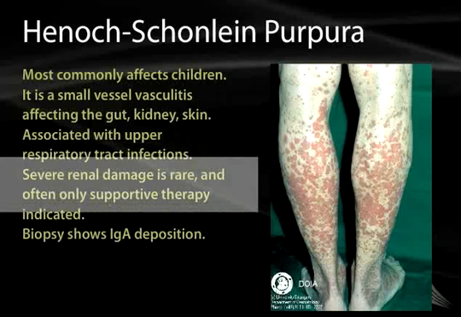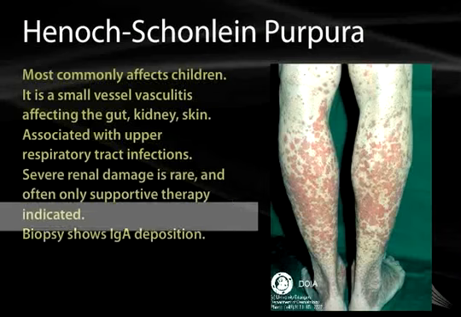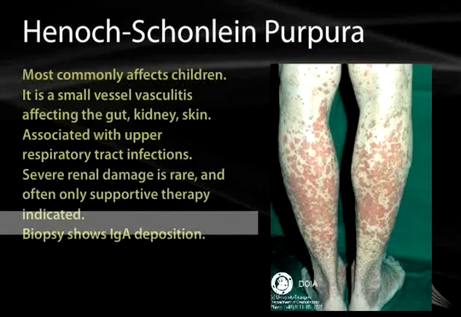Severe renal damage is rare, and most of the time supportive therapy, including fluids and perhaps ACE inhibition, will be indicated in Henoch-Schönlein purpura and renal disease. And in really any disease, Henoch-Schönlein purpura is most often treated with supportive care. The biopsy shows IgA deposition in these skin lesions and in any other visceral manifestation of Henoch-Schönlein purpura.